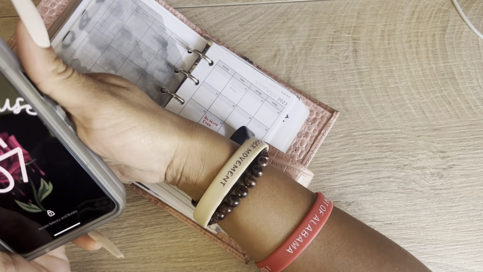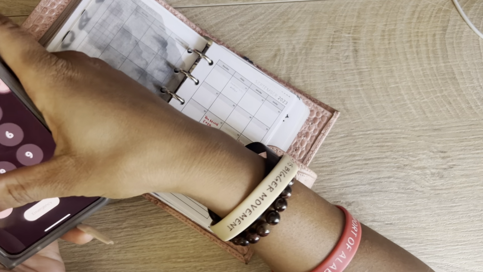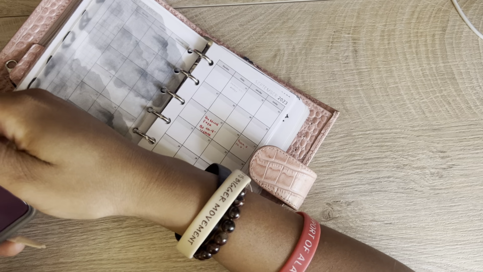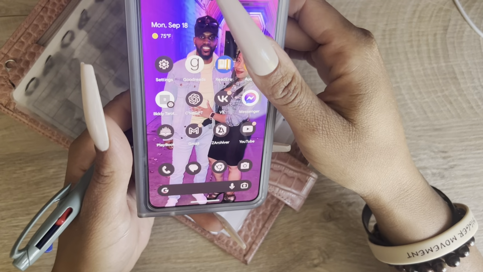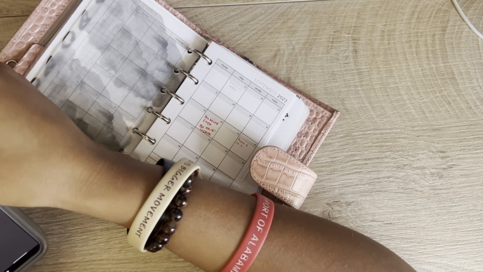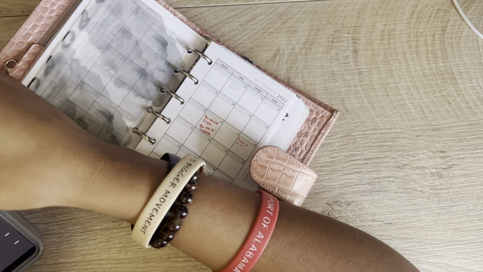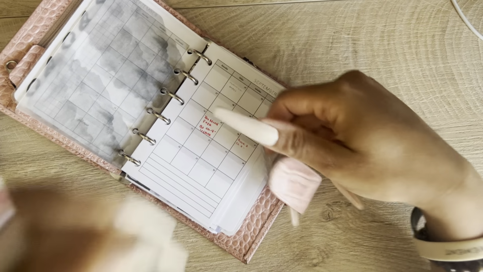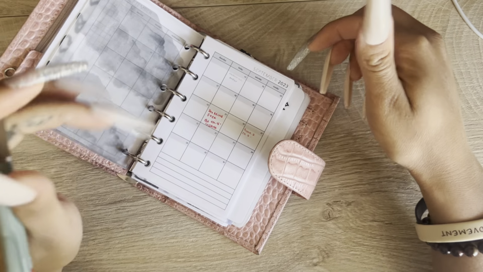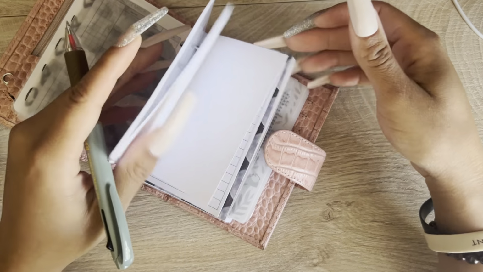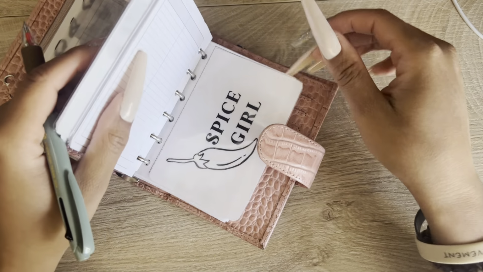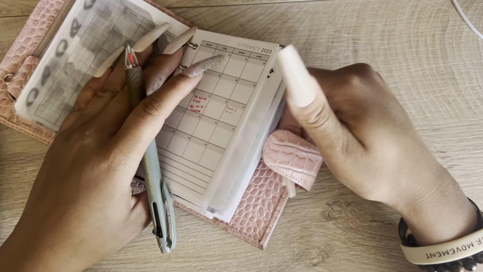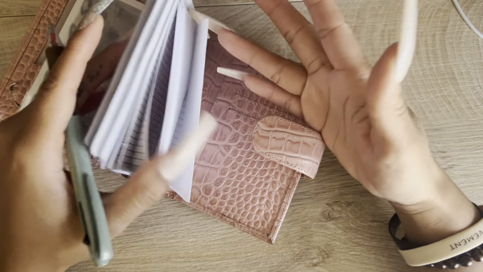Let's see. I got them from, hold on, Peanuts Planner Co. Yeah, that's where I got this from. So most of the stuff in here is hers. A couple of them are from a few others.